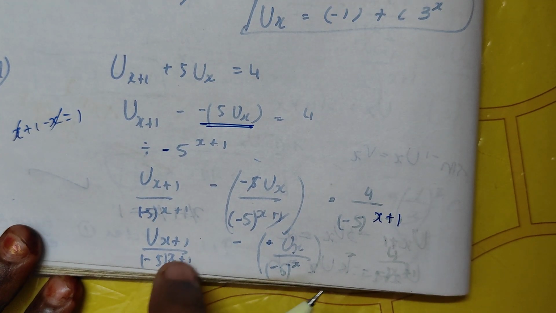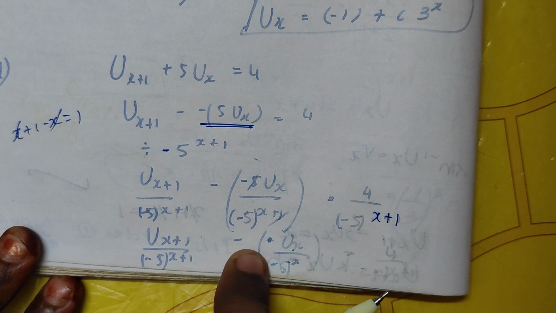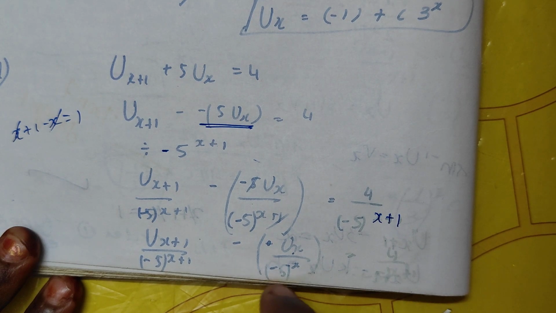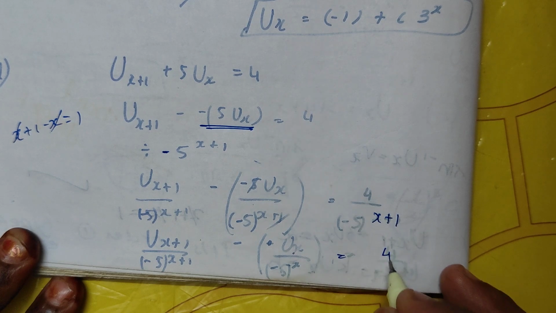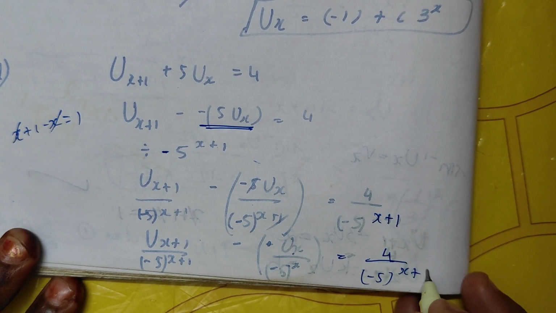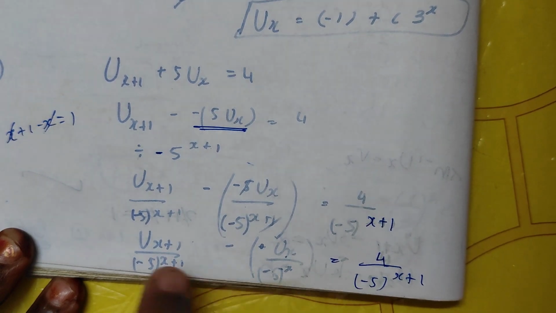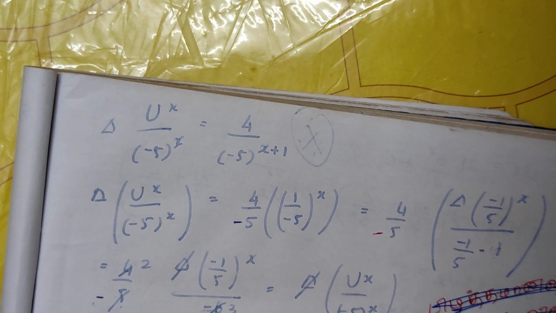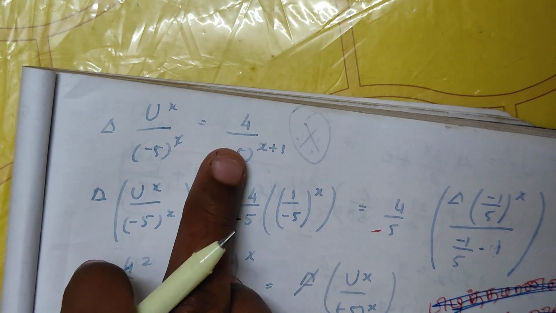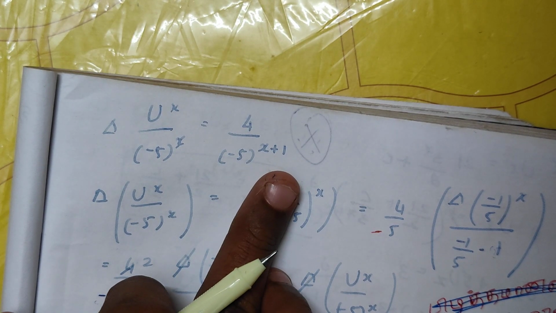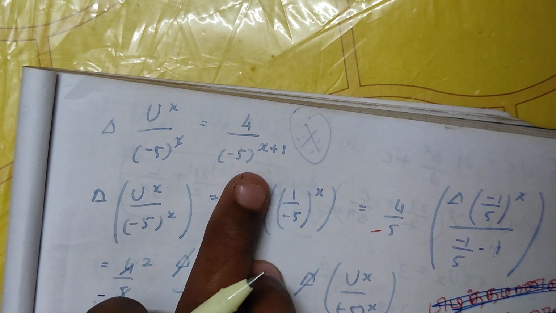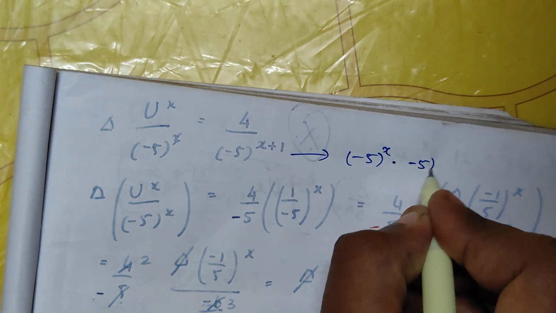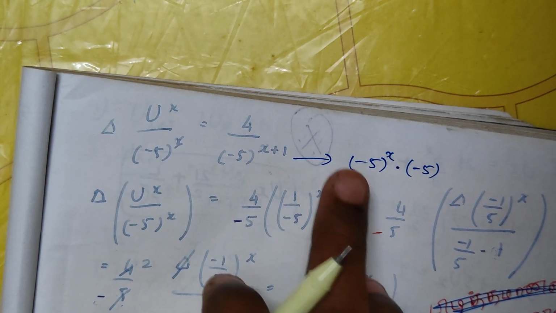So what will come is u(x+1) divided by minus 5 power x plus 1 minus of, this minus 5 will get cancelled, right? So minus of u(x) divided by minus 5 to the whole power x is equal to 4 divided by minus 5 power x plus 1 will come. Okay, so it looks like a difference equation. So you can just substitute delta u(x) divided by minus 5 power x is equal to 4 divided by minus 5 power x plus 1. What would be the next step? So you can split the terms like minus 5 power x into minus 5. So you can write it like 4 divided by minus 5.